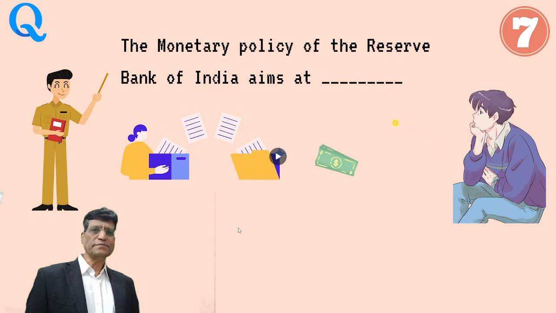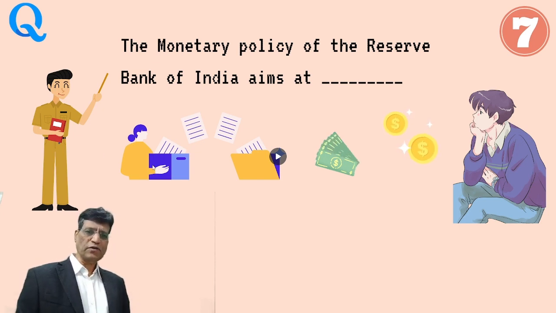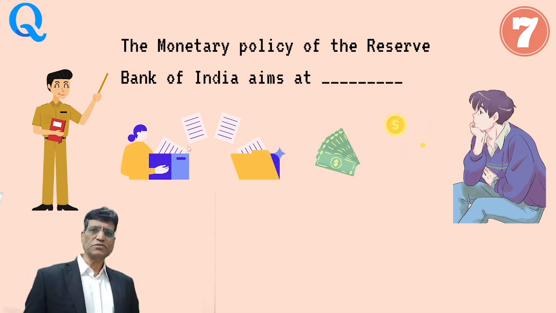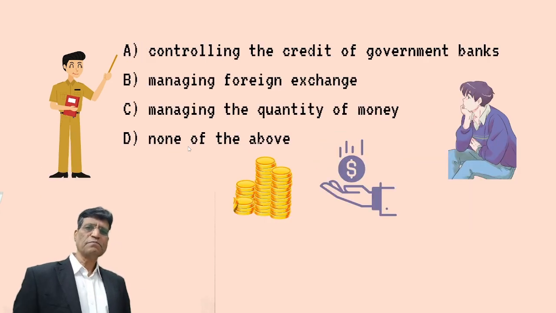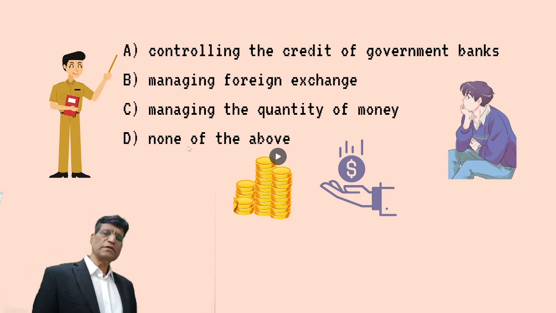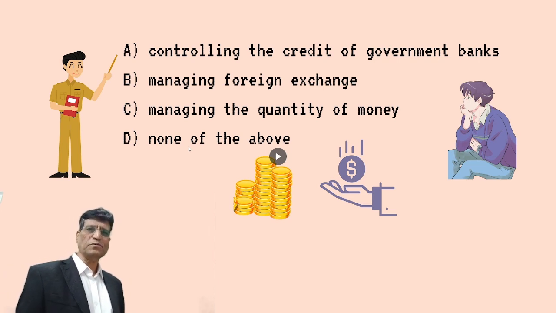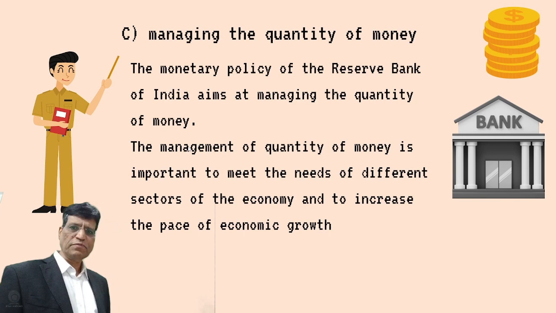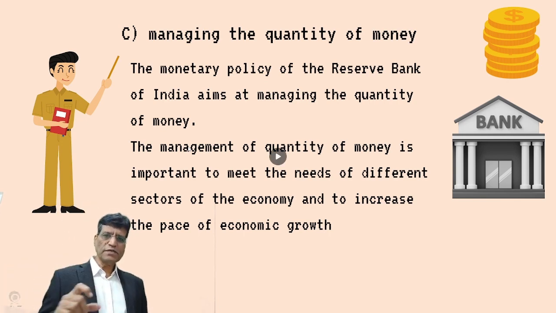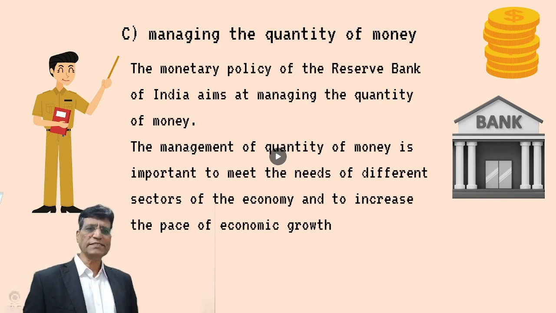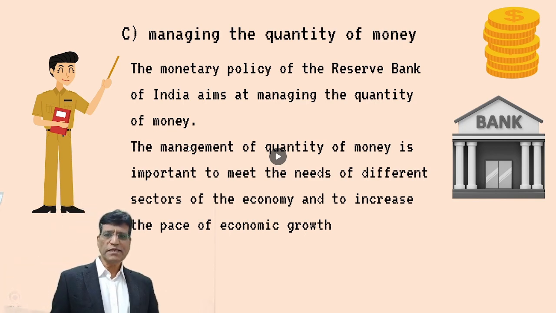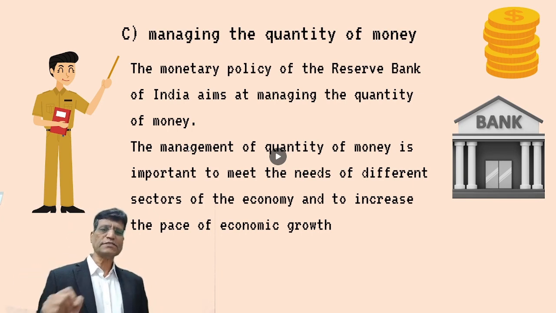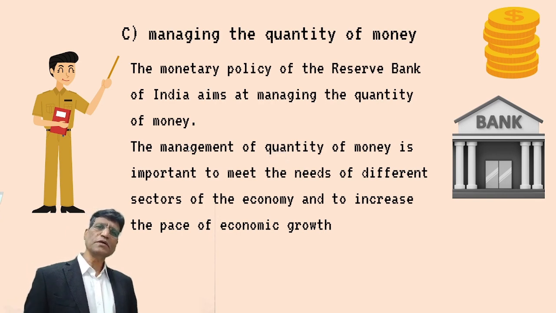The monetary policy of the Reserve Bank of India aims at what objective? The options are controlling the credit of government banks, managing forex, or managing the quantity of money. Monetary policy aims to manage the quantity of money. The management of the quantity of money is important to meet the needs of different sectors of the economy and to increase the pace of growth. This is the objective of monetary policy.